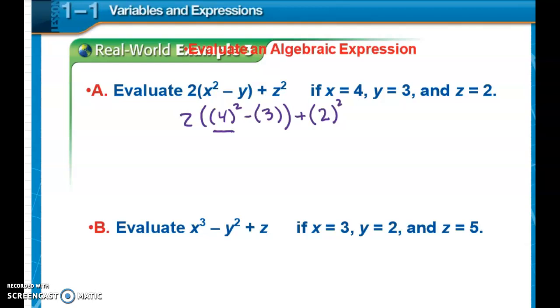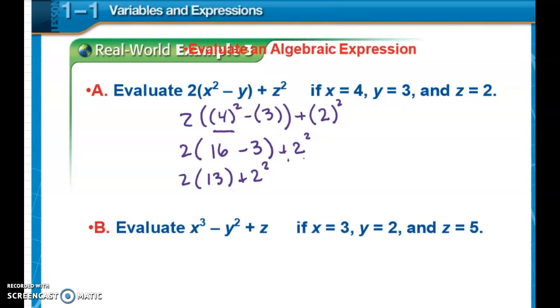Okay, so the 2 comes down, the parentheses comes down. 16 is exponent. There's a minus 3 and then plus 2 squared. Don't go and do that extra step yet. So now we'll do this one. One step at a time. 2 times parentheses. We still got to do the parentheses. So 16 minus 3 is 13 plus 2 squared.